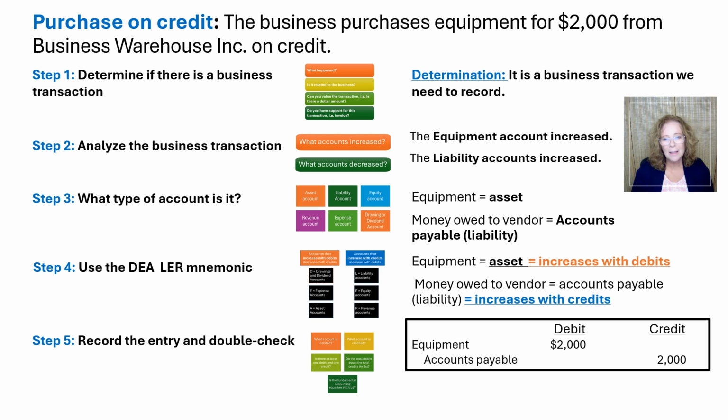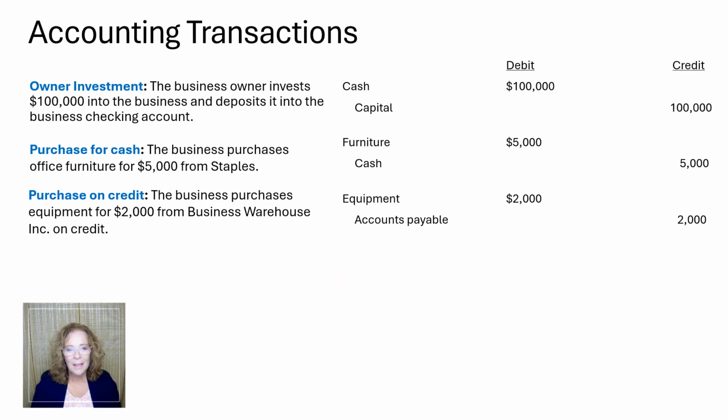And you can see that the left side of the equation is $2,000 and the right side is $2,000, which means that the accounting equation still holds true and balances. Let's add this transaction to our list of accounting transactions as well.